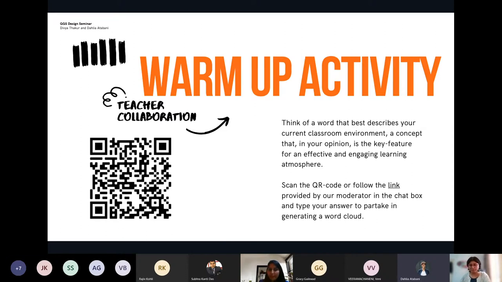You can either scan the QR code which you see on your screen, or follow the link which is now provided by Ms. Lino in the chat box, whichever way is comfortable. As you press the link or follow the QR code, you will be redirected to a Poll Everywhere site where you can insert your thoughts. And we will happily be witnessing this real-time generation of the word cloud together. So once again, to reiterate, think of a word that describes your current classroom environment best of all, or a key concept, a vital point, which in your opinion contributes to the creation and formulation of an effective, engaging learning atmosphere.